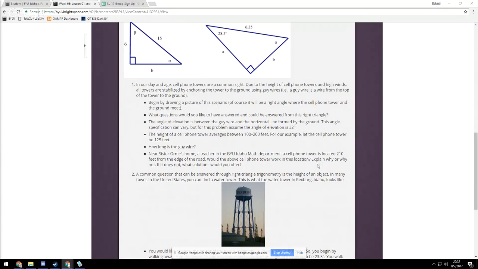I always thought they were called guide ropes, not guy wires. I thought they were called guide wires.